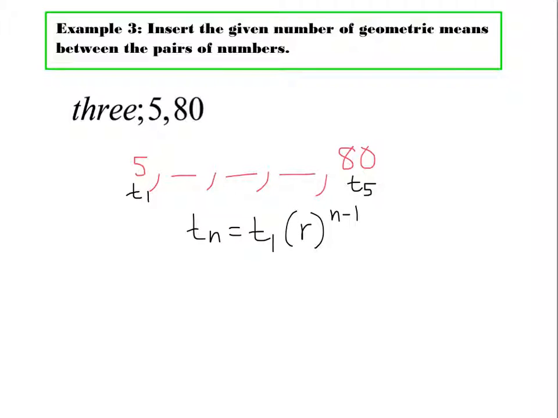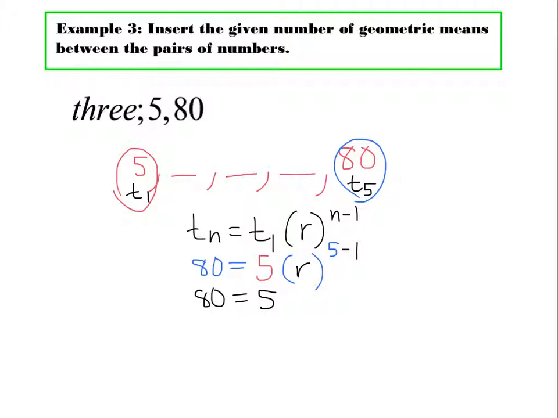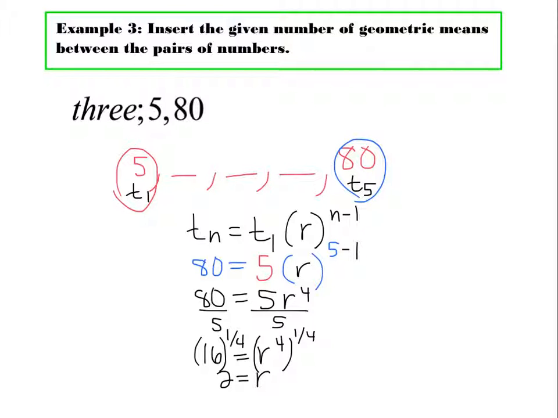Let's use the two pieces of information we know. Let's plug in 80 for T5, so 80 when n is 5, and then T1 is 5. So that lets us solve for R. That would be 80 equals 5 R to the 4th. We could divide by 5 and get 16. And then take the 4th root of both sides, which is the same as the 1/4 power. And we'll get that R is 2. And now we can just use that to fill in the rest here.